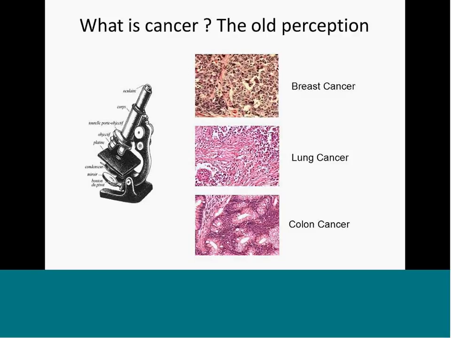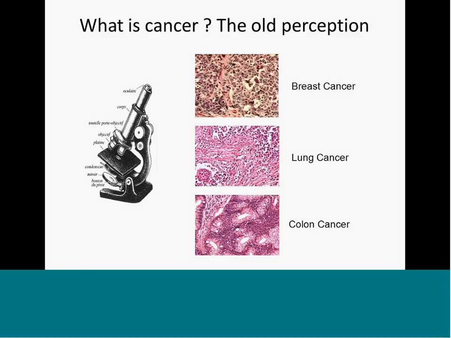I like to show this slide because this is the old perception of what cancer is. We identify a patient with a mass, and the first thing we do is get a biopsy, because we know no meat, no treat. We need some kind of diagnosis. So we get a biopsy and take it to our pathologist. Our pathologist does a great job of looking under the microscope, and whether it's breast cancer, lung cancer, or colon cancer, you're going to treat it each way.